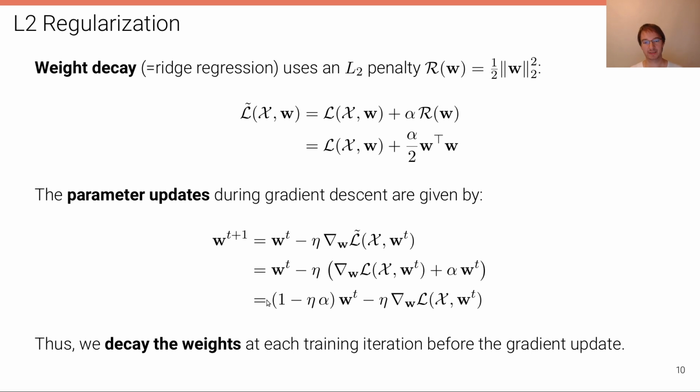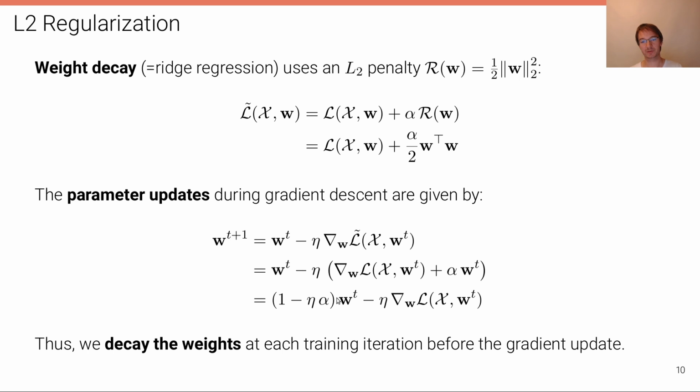Okay, now we can slightly rewrite this by pulling this alpha eta out. So we get 1 minus eta alpha times W t, minus eta times the gradient of the unregularized objective. What we can see now is that what the weight decay is doing is very intuitive, because we are effectively decaying the weights of the previous iteration before the gradient update. And we're doing this at every iteration of the optimization algorithm.